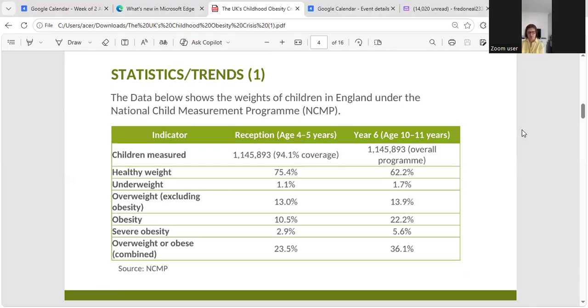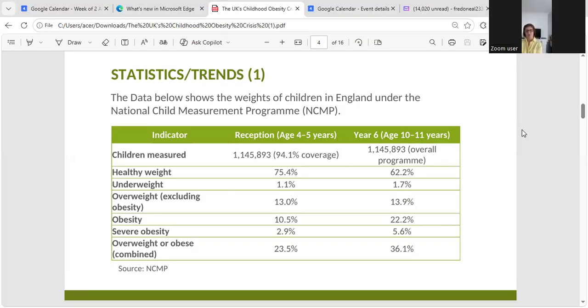The main source of the UK childhood obesity statistics is the National Child Measurement Programme. It has measured the height and weight of children in state schools in the United Kingdom since 2006. The most recent data, covering the 2024-2025 school year, measured over 1 million children and found very interesting facts.